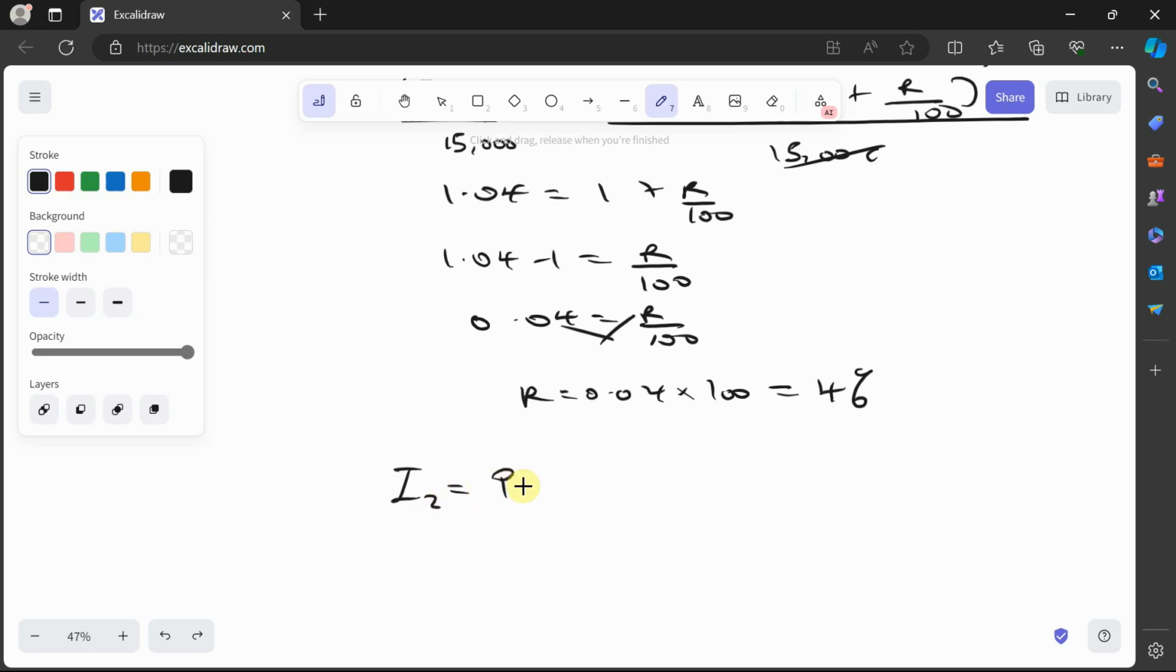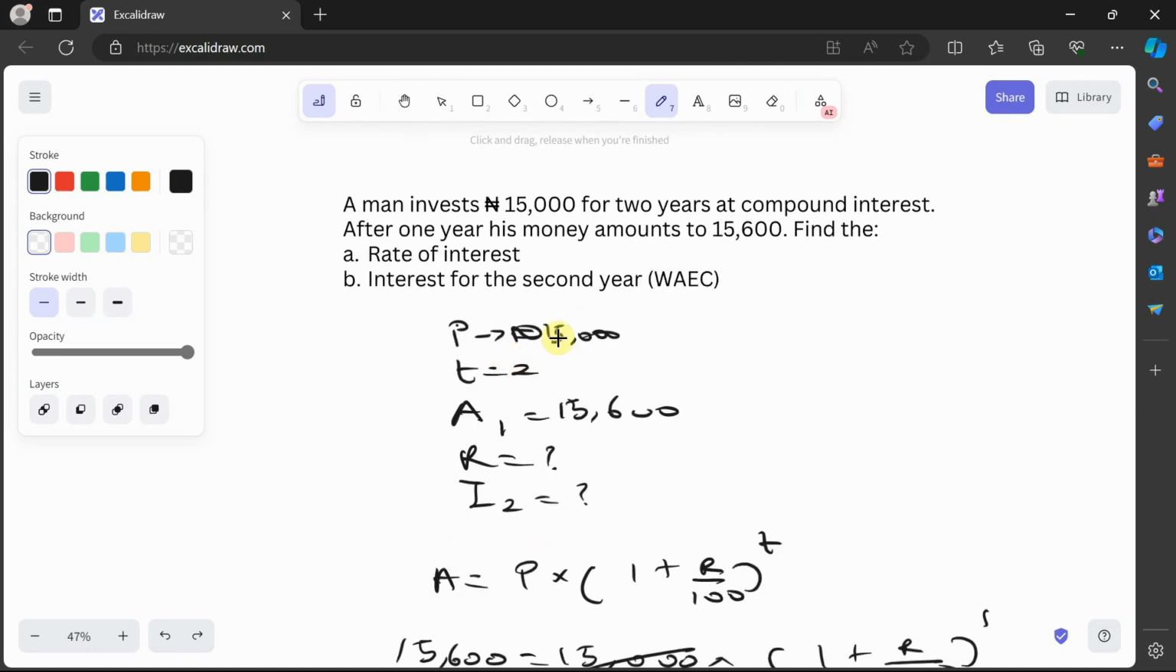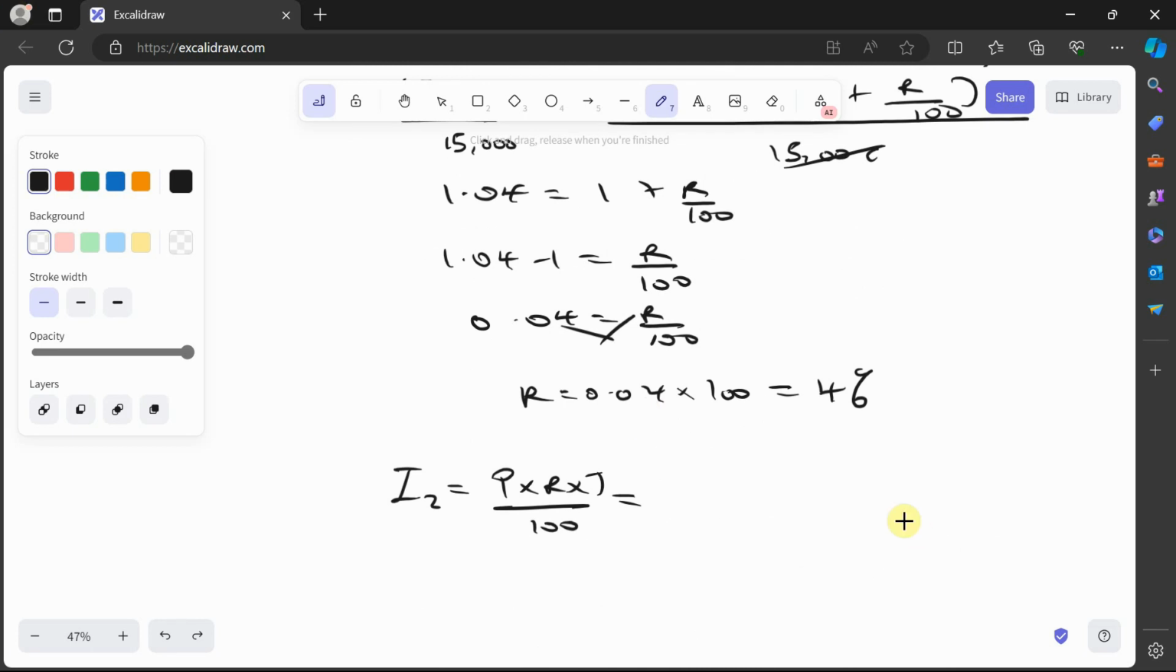So that would be the principal times the rate times the time all over 100. Principal in this case would not be 15,000, it will be the amount at the end of the first year. Remember, we're dealing with compound interest. You have to take note of the interest that has already accrued within that first year. So our principal here will be 15,600. We know that our rate is 4 times the time that we're dealing with here is 1. So if I divide this by 100, this will cancel this, and that will be 156 times 4, and that's 624. So the interest at the end of the second year is just 624.